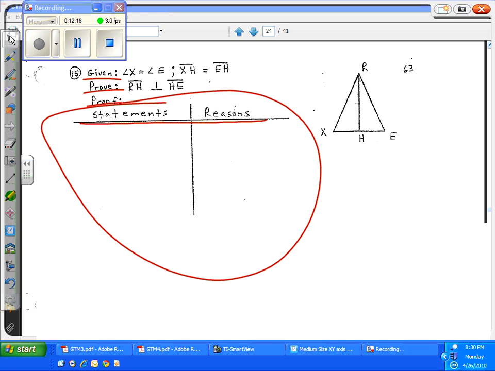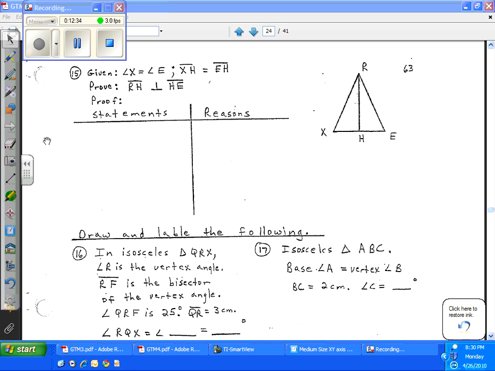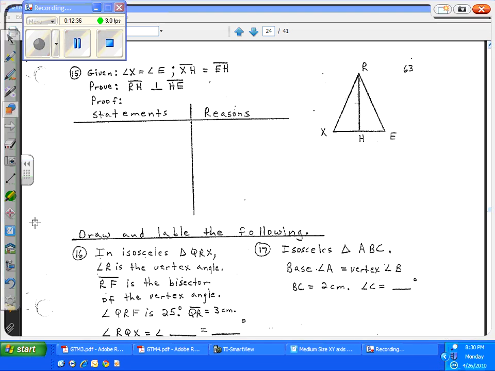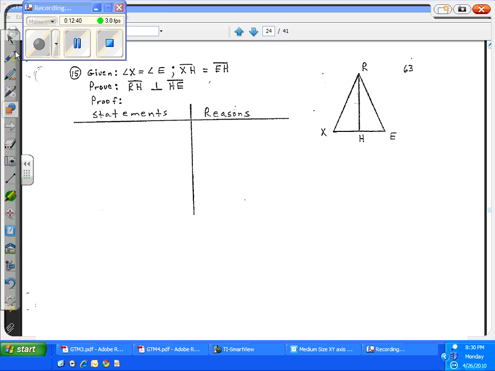To set it up, we put the statements on the left and the reasons on the right, draw the diagram, and create a note section. So you write the given and prove, put the statements on the left, reasons on the right, draw the diagram. We're then going to take what we're given, mark it on the diagram, and write statements and reasons derived from the markings in the note section.